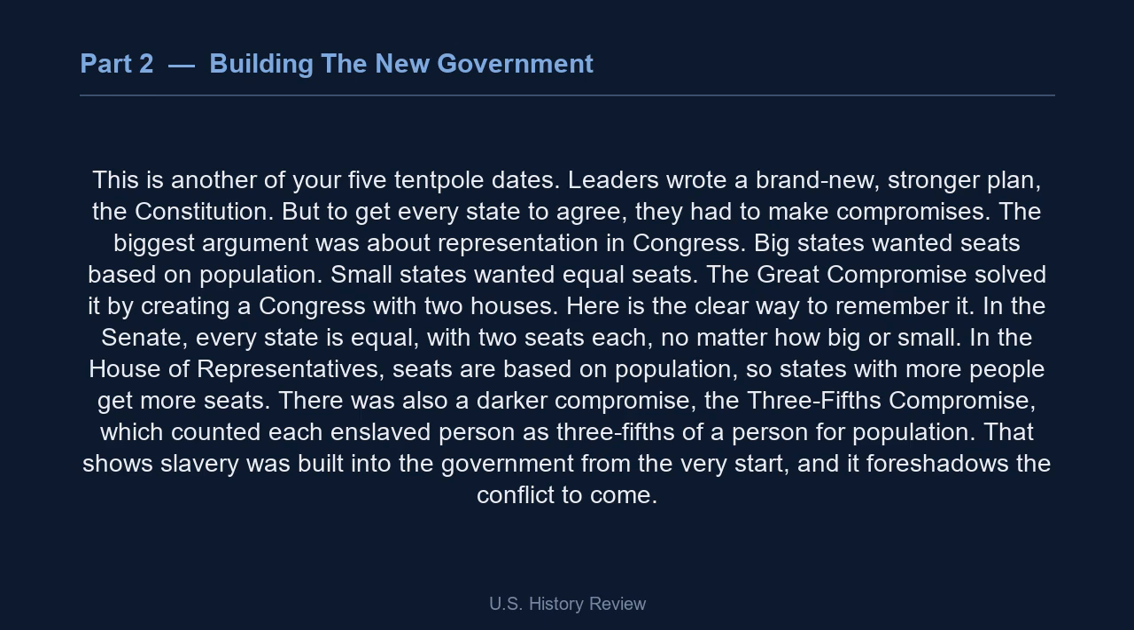There was also a darker compromise, the 3/5 Compromise, which counted each enslaved person as 3/5 of a person for population. That shows slavery was built into the government from the very start, and it foreshadows the conflict to come.